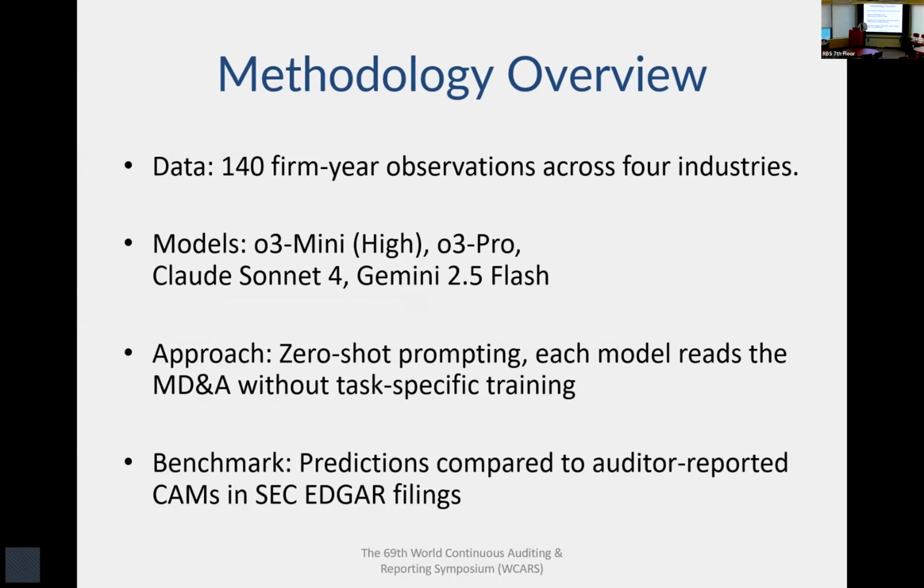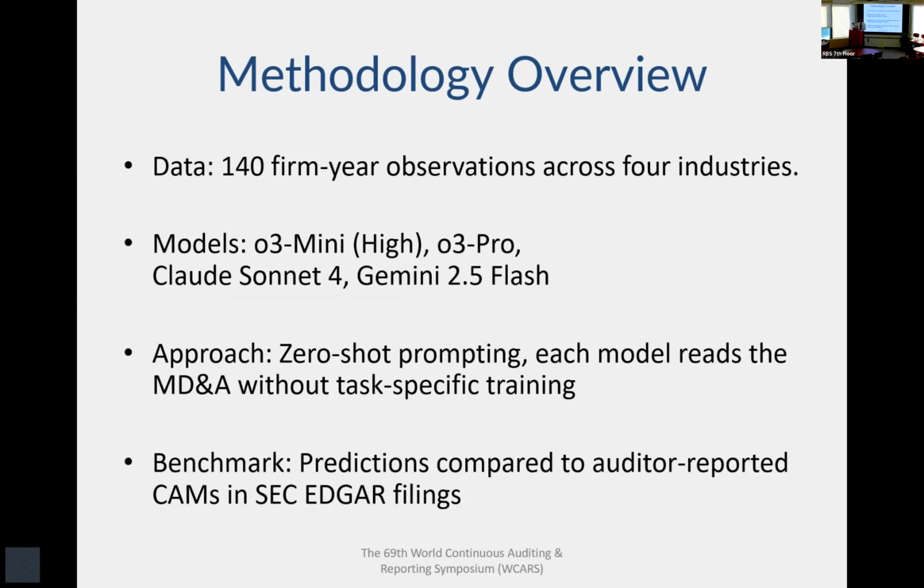So our data set included 140 firm year observations across 4 industries. Each model received the same MD&A text and prompt with 0 shot prompting, so no examples, no prior training. And then we compared the AI predicted CAMs with the auditor disclosed CAMs using precision, recall, F1 score, and binary accuracy.